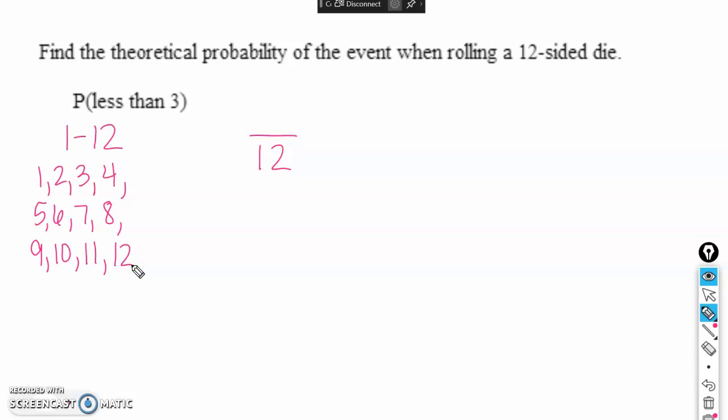The probability that we're trying to figure out is the probability of rolling a number less than 3. If it's a number less than 3, it doesn't include 3. There are 2 numbers that are less than 3, numbers 1 and 2. So 2 out of 12 numbers are less than 3. We can simplify by dividing by 2, and that means that 1/6 would be the theoretical probability of rolling a number less than 3.